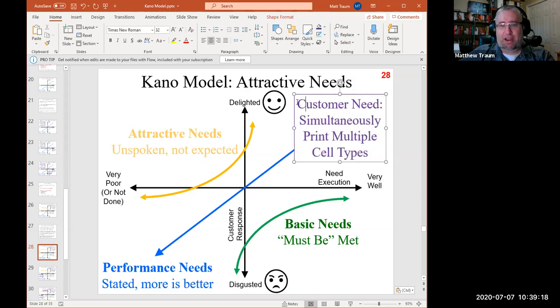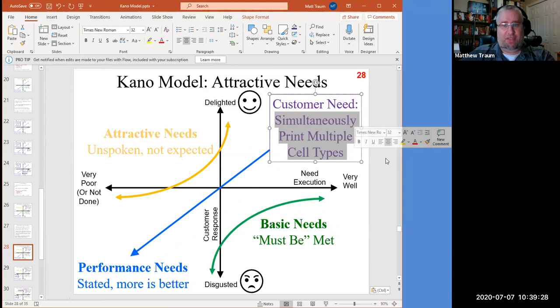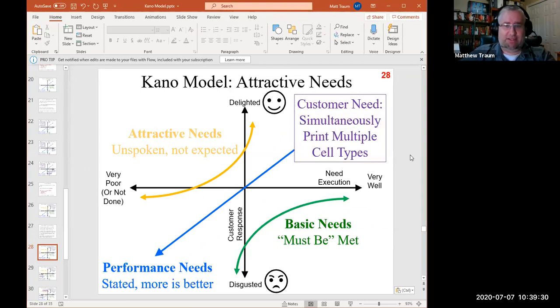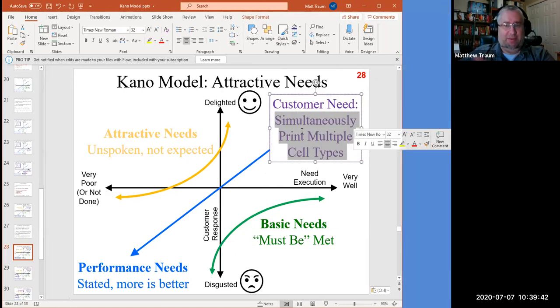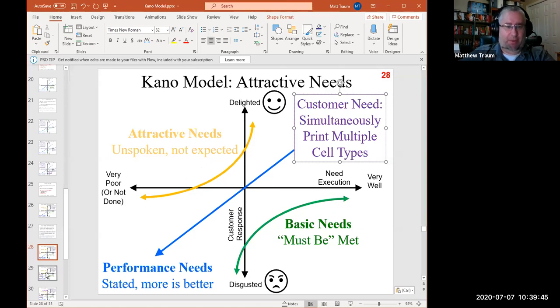And I use customer need very loosely because it's not a customer need in the conventional sense that this exists in the customer need statement. But it's something that I think would be really impressive, that I think that we could execute in this class that would make your 3D bioprinters compelling and competitive against the ones that are already on the market. And again, you guys should come up with your own ideas. I think that you guys can come up with multiple good, attractive needs, but this is the one that I wanted to use as an example.